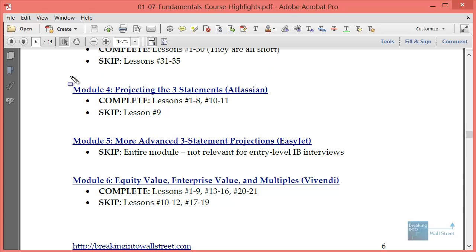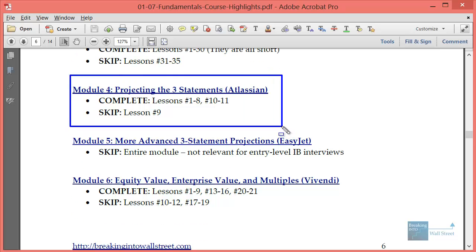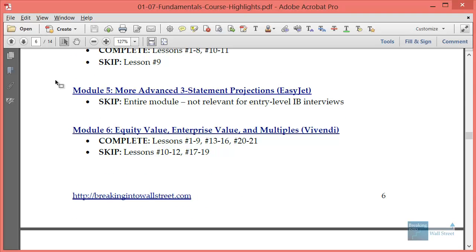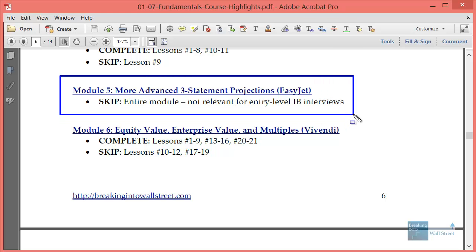The one on Atlassian and the 3 financial statements there, we do recommend completing the same lessons as in the 20-hour study plan. Skip the one on EasyJet because this is way beyond what you need for entry-level banking interviews.